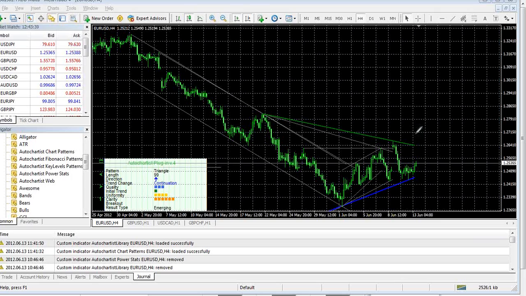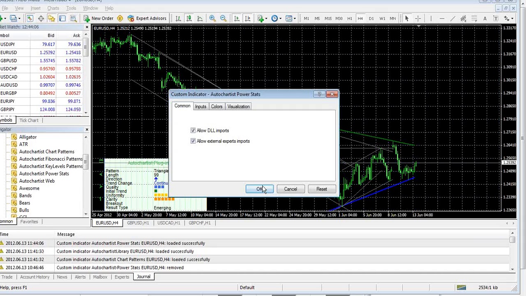Let me also show you one other thing in the Autochartist application. We'll drag the power stats indicator onto there. Remember to allow DLL imports. We'll push OK and give Autochartist a minute to fetch the power stats information. Remember, power stats is the tool that allows you to set appropriate stop loss and take profit levels. So we'll give that a moment to load up.